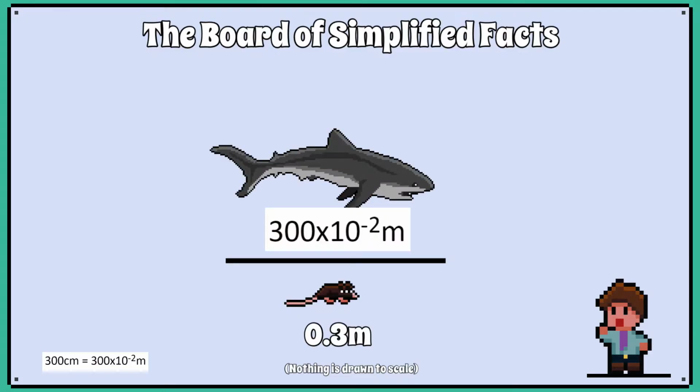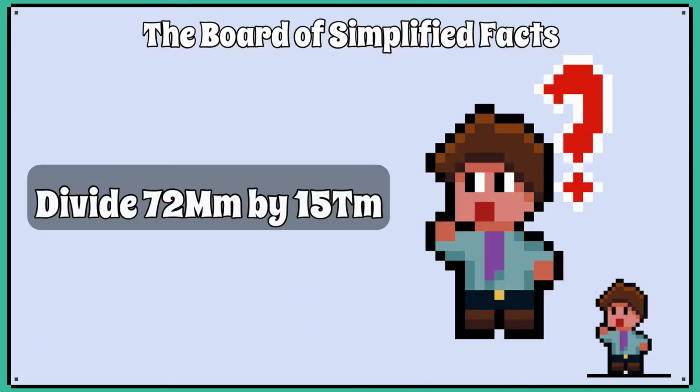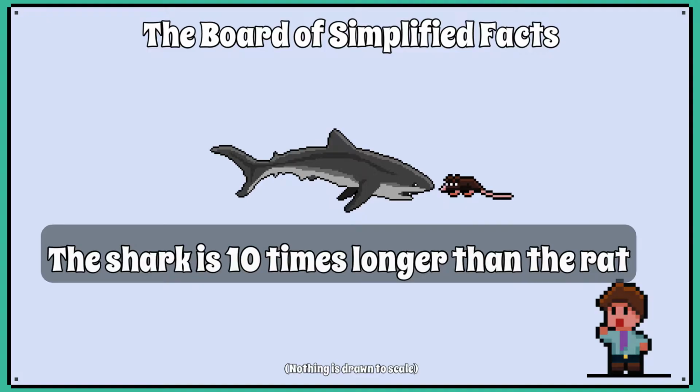But the shark is really 300 times 10 to the negative 2 meters. I know most of you can just convert 300 centimeters into meters with ease, but it is a good habit because you won't find it easy converting megameters into meters, etc. Remember, the centi before meter means to the power negative 2. So we get 300 times 10 to the negative 2 divided by 0.3 meters, which is 10. So the shark is only 10 times longer than the rat.